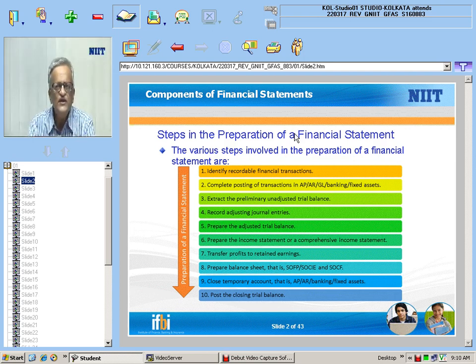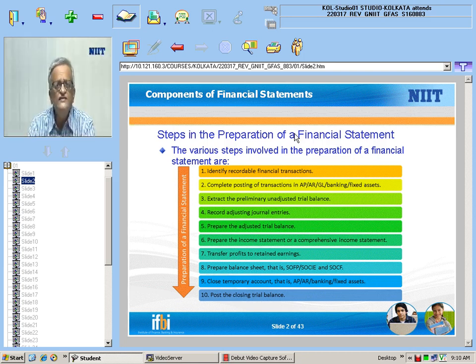So these first three, 1, 2 and 3, relate to the normal regular accounting. From the fourth point onwards, these are done at the end of the accounting period. All these will be done at the end of the accounting period, that is the reporting date. As on the reporting date, number 4 onwards, these steps are taken. So number 4 is record adjusting journal entries.